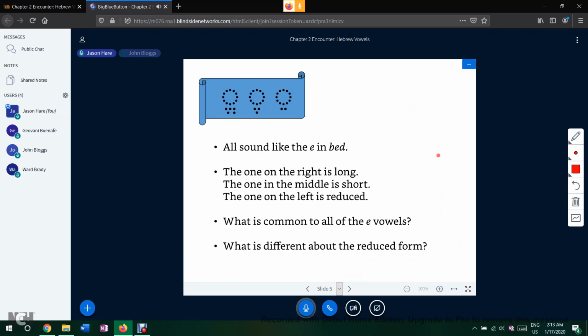So next we have E vowels, the E. All of these are E.